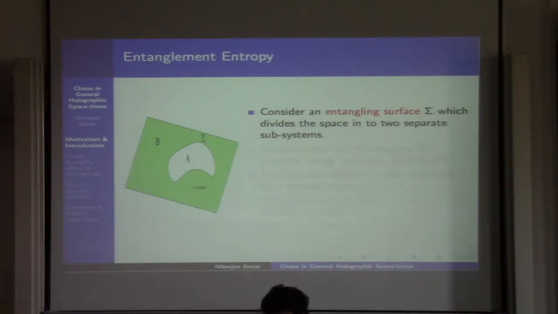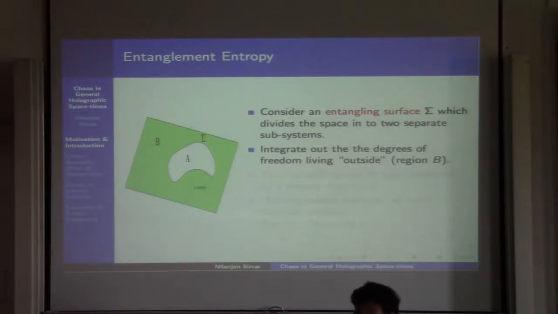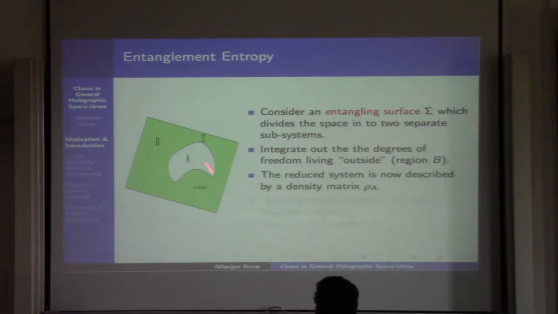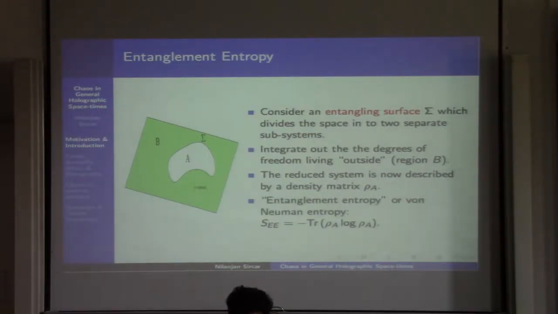Then you can integrate out the degrees of freedom living outside this region A, say region B, and then the theory in region A is now given by some reduced density matrix, which is obtained by tracing over the degrees of freedom living outside, if the system is given by some density matrix. And then the entanglement entropy or von Neumann entropy is defined by taking this function, the trace of rho log rho.